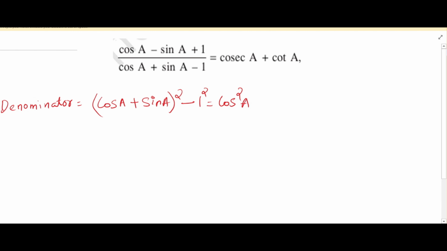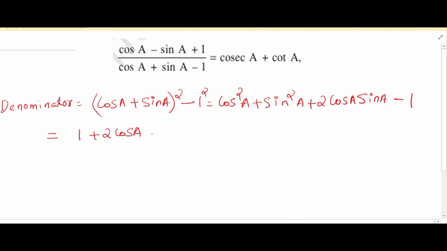Let us expand cos A plus sin A the whole square. So it becomes cos square A plus sin square A plus 2 cos A sin A minus 1. So the denominator becomes, cos square A plus sin square A is equal to 1, so 1 plus 2 cos A sin A minus 1. 1 minus 1 becomes 0, and our denominator becomes 2 cos A sin A.